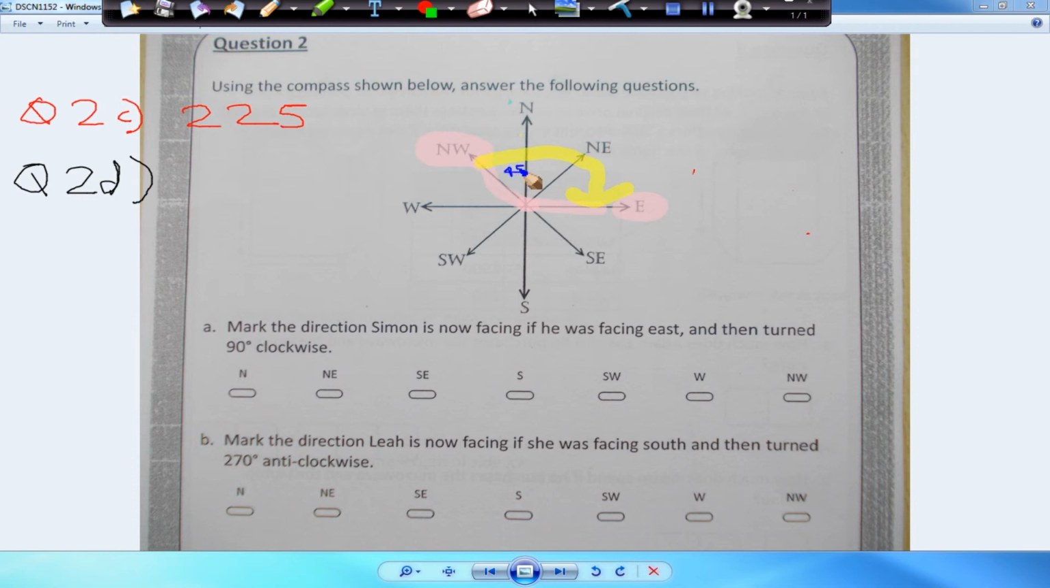Not 90, it's 45. It's half a quarter of a turn. And that's a quarter of a turn, which is 90. So 90 add 45 will give us an answer of 135 degrees. Done. That's the end of question 2.